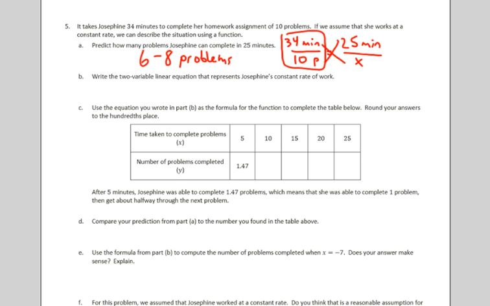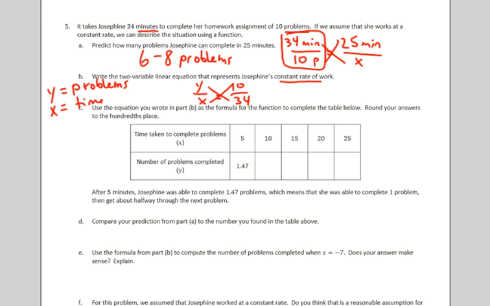Write the 2-variable linear equation that represents Josephine's constant rate of work. Well, in this question, we know we're dealing with minutes and we're dealing with problems. So I need to figure out what the dependent variable is, which is y. The number of problems she can complete depends on the time. So y is the problems, x is the time. So I'm going to write a ratio y over x. And I know already that she did 10 problems, 34 minutes. So that's got to be equal, because it's constant rate.